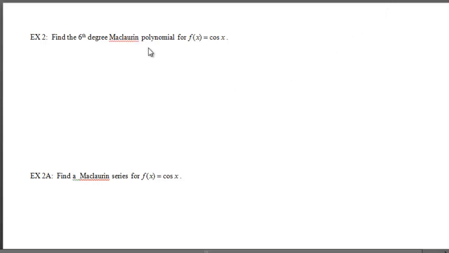All right, let's find the 6th degree Maclaurin polynomial for cosine x. So think back to your parent series for cosine. We should be able to create all the way up to the 6th degree term.